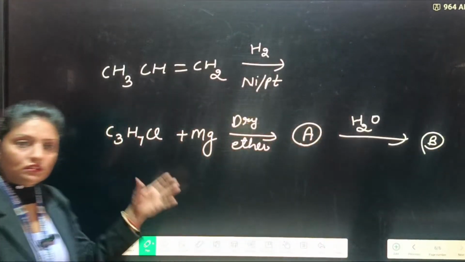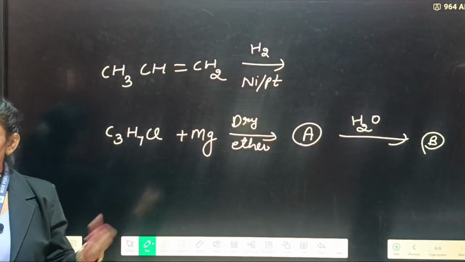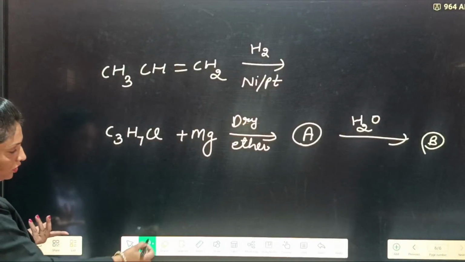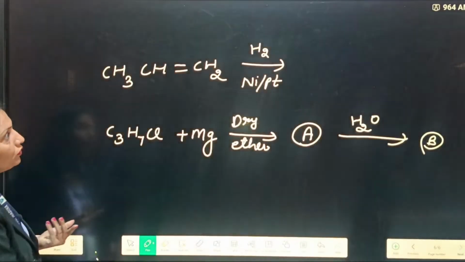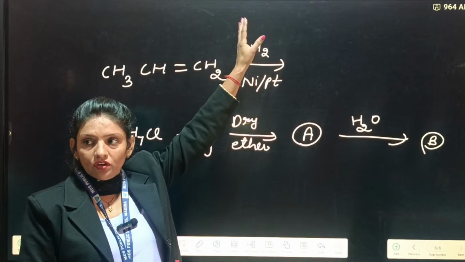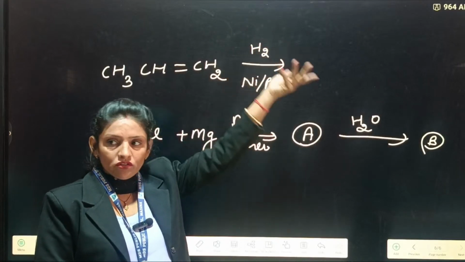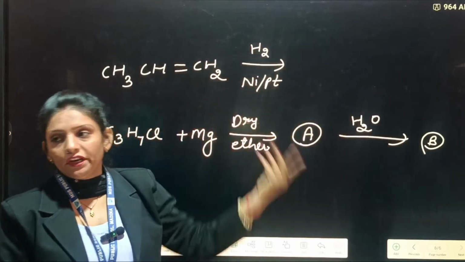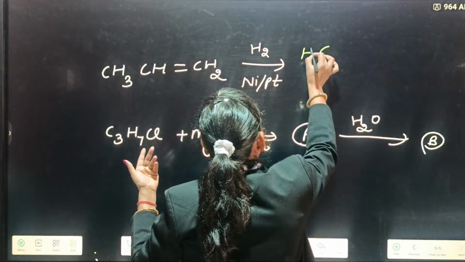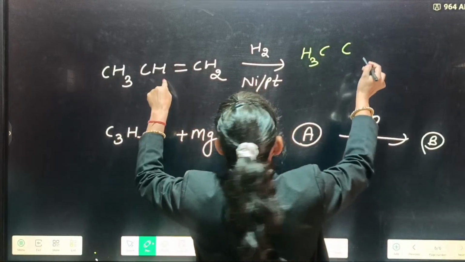Simply you will get in this way. Complete these reactions. Then you know very well what we will do. Hydrogen and nickel means hydrogenation. You will do hydrogenation. In hydrogenation, you know very well, you will break the double bond. The CH3 double bond is here.